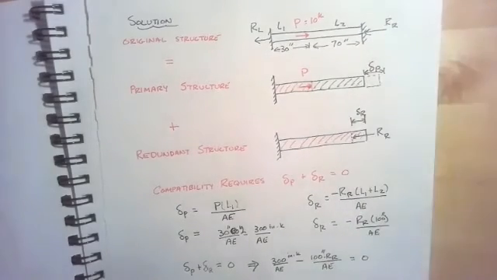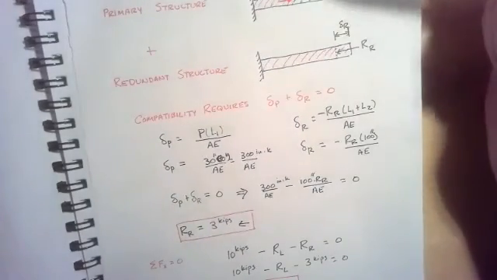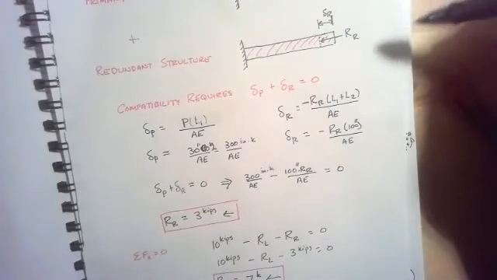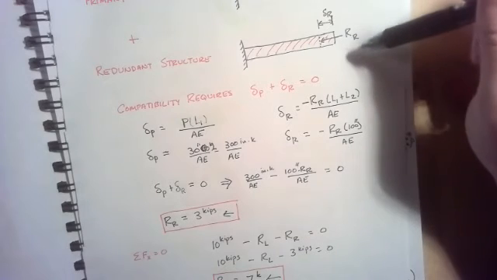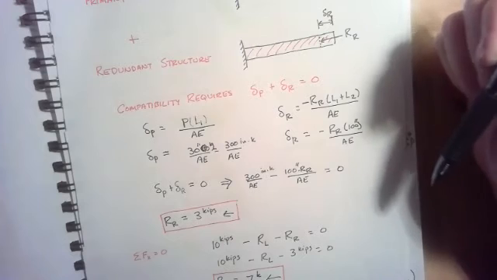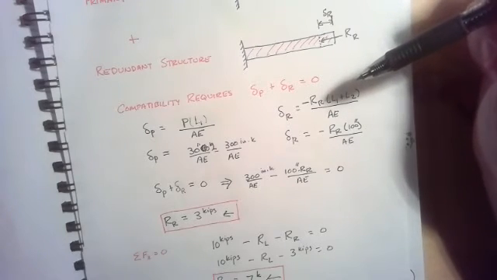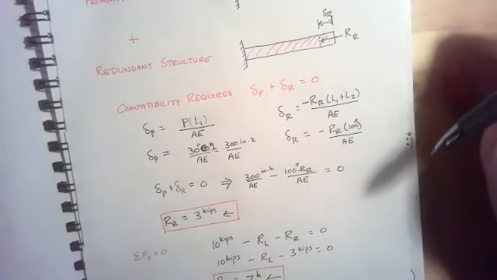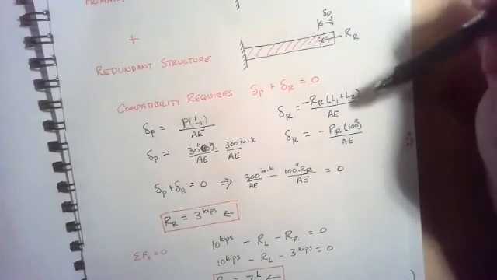So we're going to have to enforce, and we should do this before we do equilibrium. We can do equilibrium after we have got this. We should work with our compatibility relationship first, because it's going to isolate the right reaction, and we would have two unknown reactions if we just tried to do equilibrium first. So we're going to work with the compatibility equation. In this particular instance, we're going to work with this first, and this will isolate the right redundant.